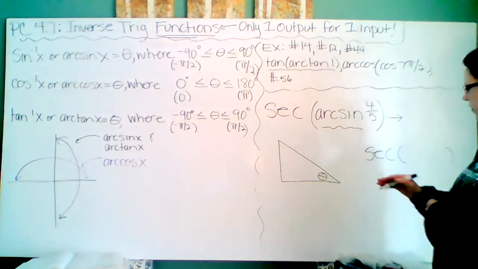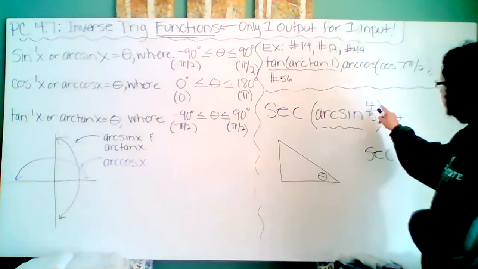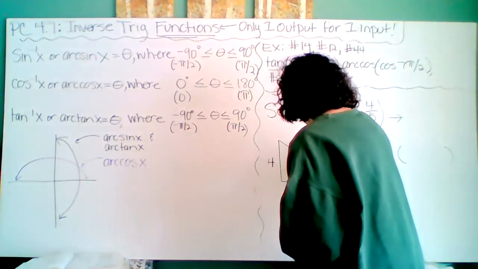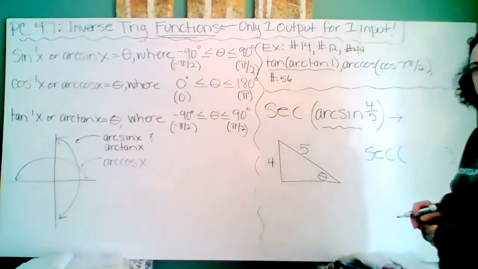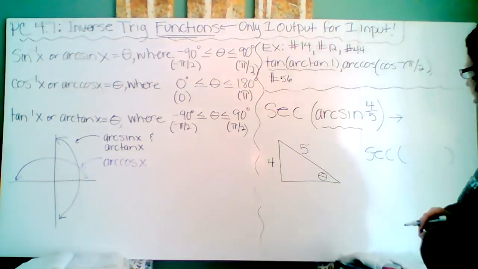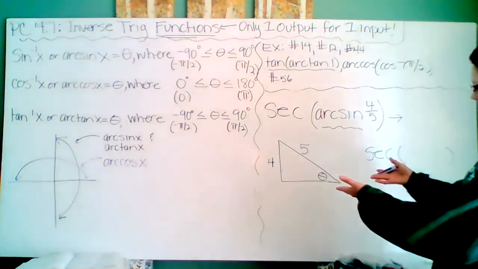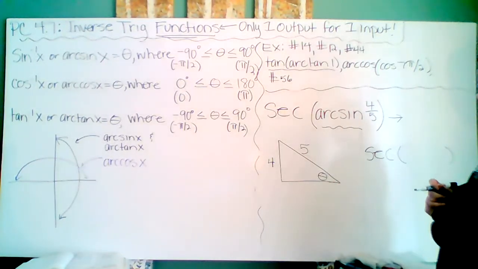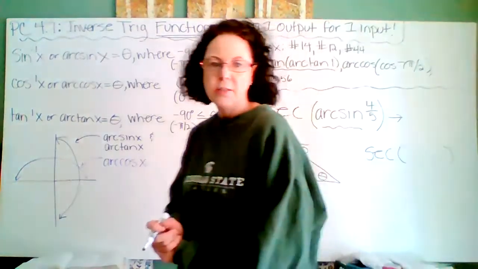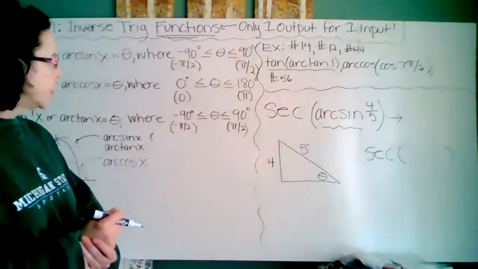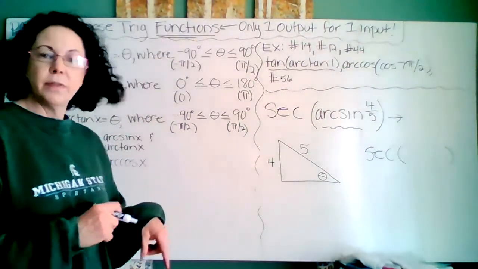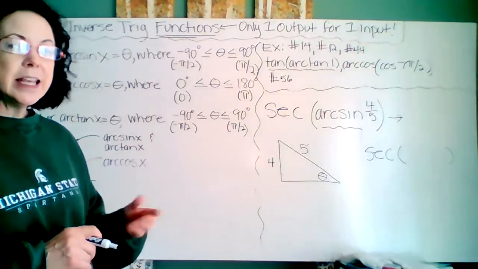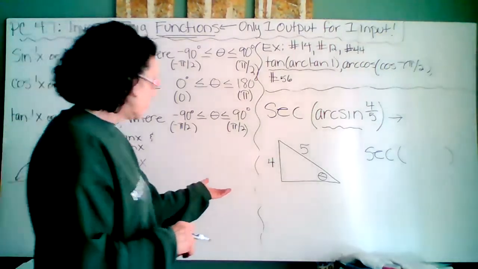Okay, I can draw a picture of that. I have the angle. Sine is opposite over hypotenuse. So there's 4/5. If I asked you to tell me the trig function associated with this picture, you would tell me sine of theta is 4/5, or you would say arc sine of 4/5 is theta. So there we go. And they want the secant where this is true.